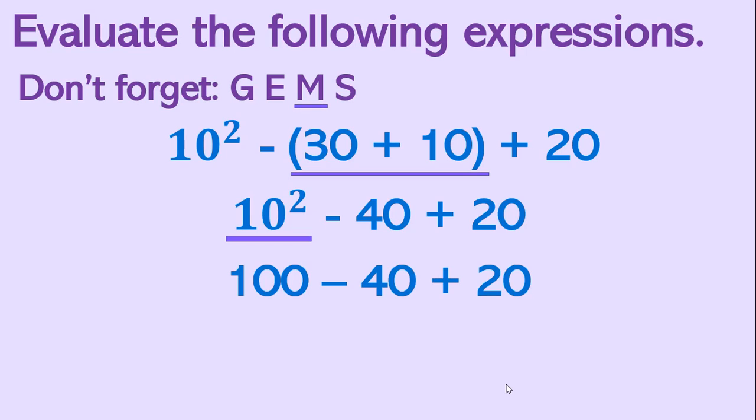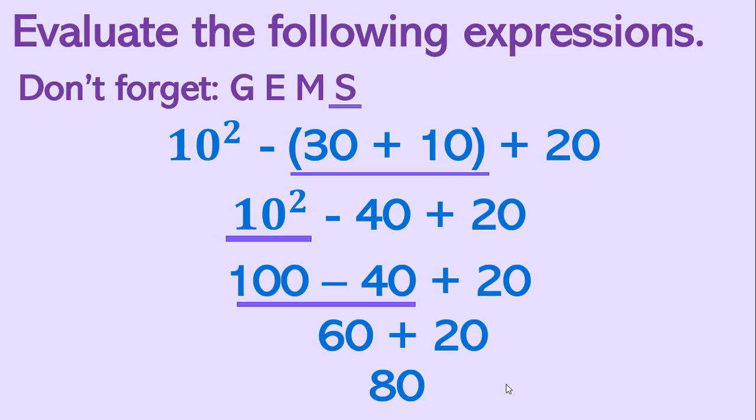There's no multiplication or division, so we move on to the S for subtraction and addition. There is both in this expression, so we're going to go from left to right. 100 minus 40 is 60. Now we can add 60 plus 20, which is 80. The value of this expression is 80.